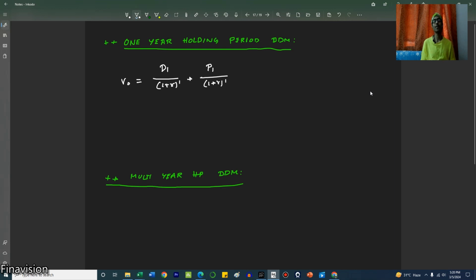D1 is basically the dividend you are expecting in the period of this 1 year holding period. P1 is at t equal to 1. This is going to be the price at which you are going to sell this investment. So this becomes your value at the current t equal to 0. This is your formula for the 1 year holding period DDM model.